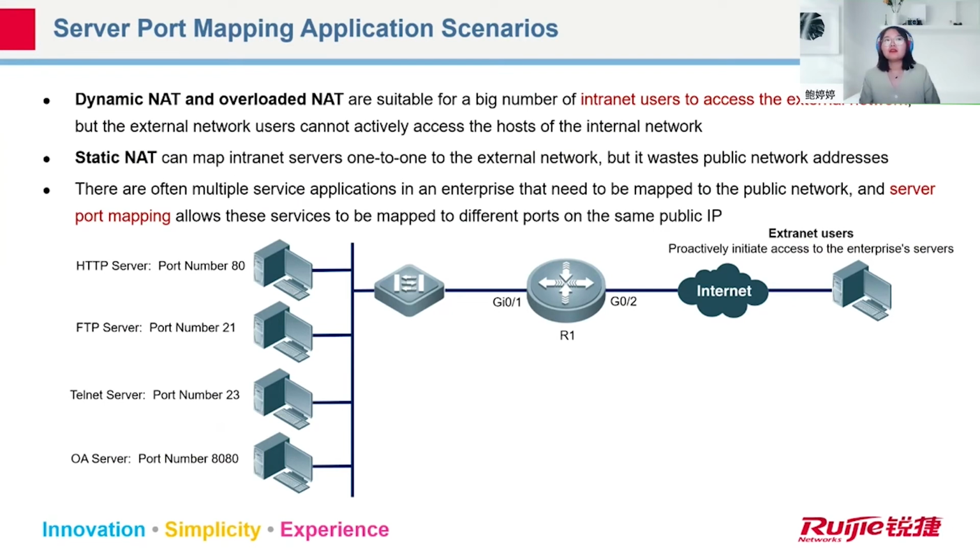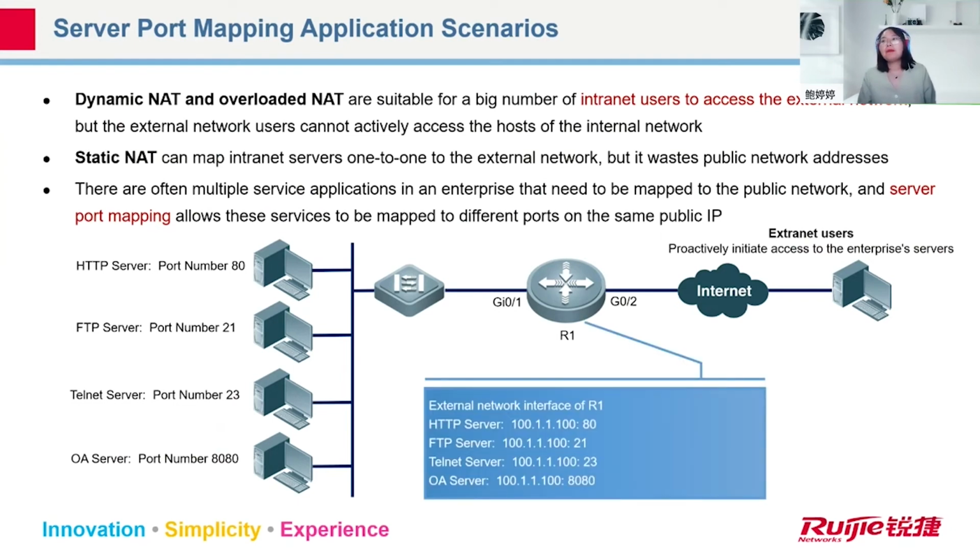to visit each other. So in this scenario, the dynamic and overload net or static only will be used for some intranet user to visit the external network. If we use a static net, also one server, we need one public IP address. The public IP address is not enough. So in this scenario, we will use a server port mapping.